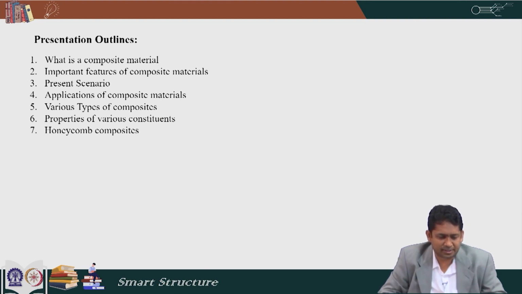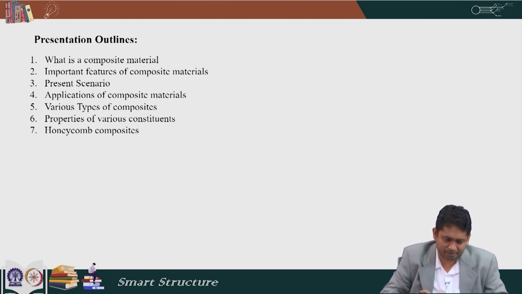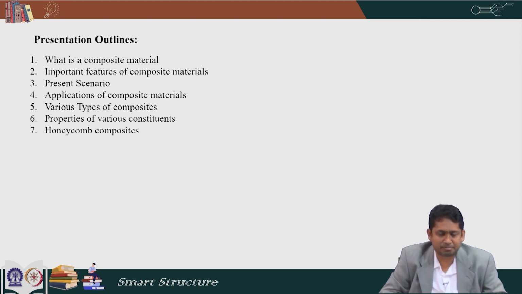This introductory lecture will contain these topics. At first, we will see what a composite is, and then we will see important features of composite materials. After that, we will see the present scenario of the overall composite market. Then we will talk about applications of composite materials in different fields, and then we will see various types of composites. After that, we will see properties of various constituents, and then we will talk about honeycomb composites.